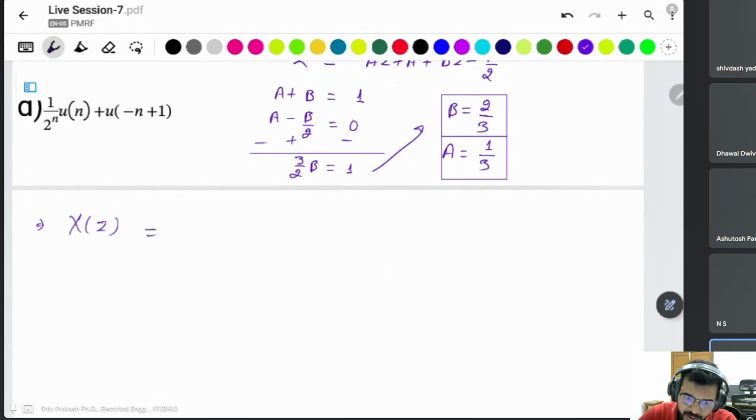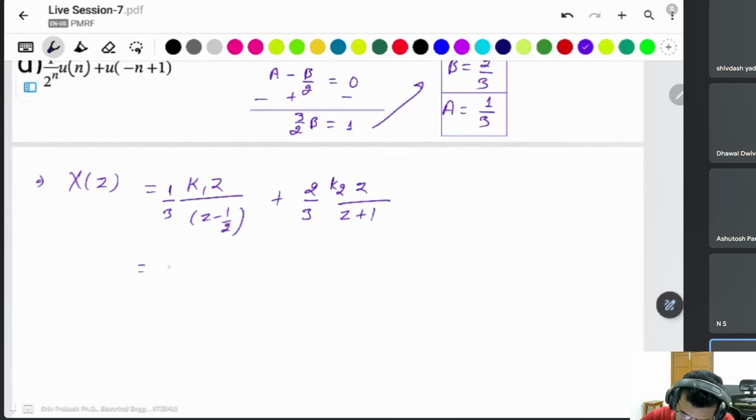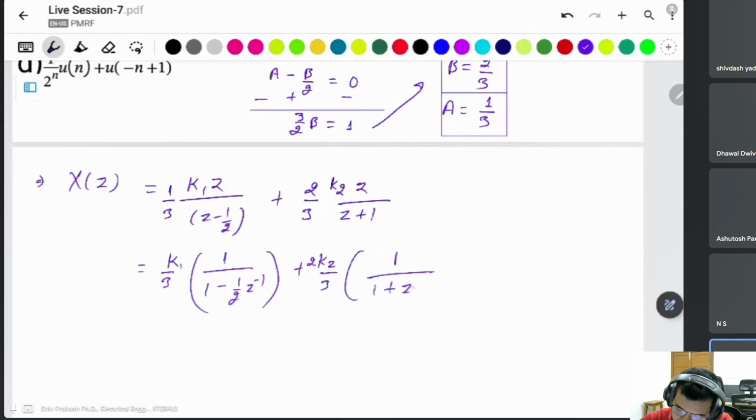Then xz multiplied by k, take as k1, k2. k1 z for these two, 3 z minus half plus, this is 1 by 3, a1 is 1 by 3, k2 here it will be 2 by 3 z divided by z plus 1. 1 by 3, this will be 1 minus half z inverse, plus 2 k2 by 3, 1 divided by 1 plus z inverse. You can write this one by finding the formula.